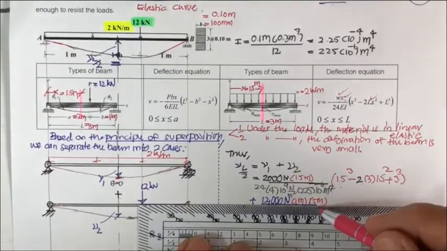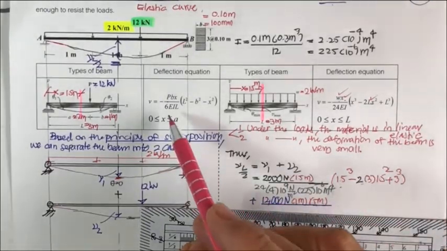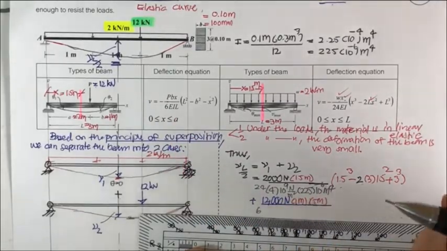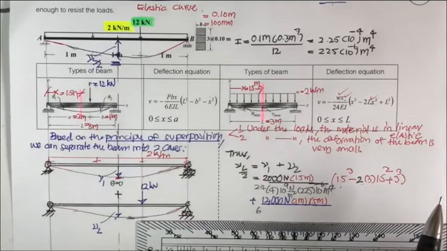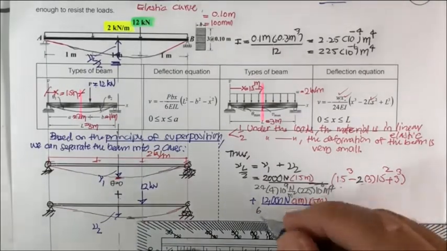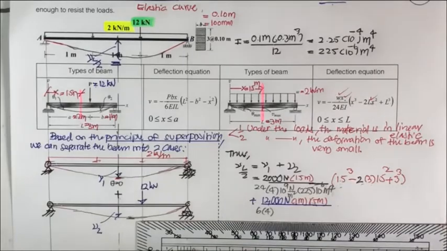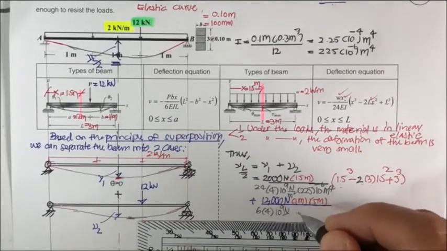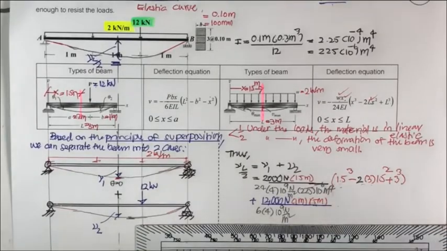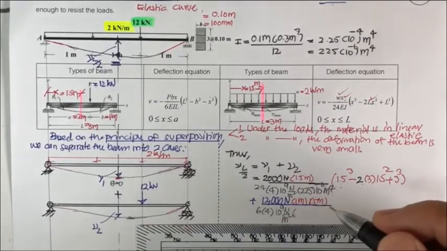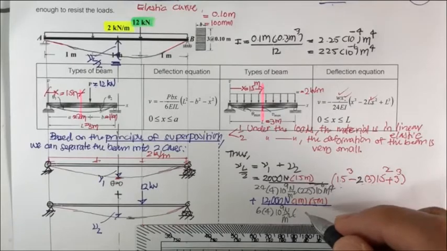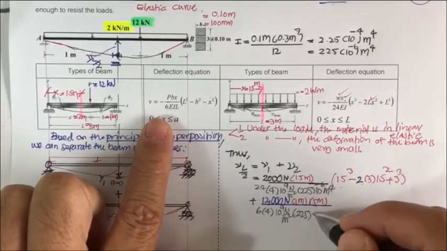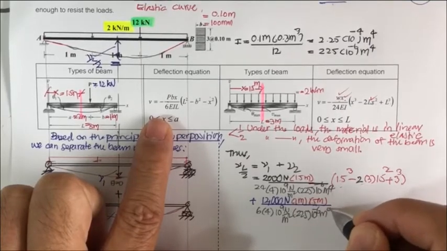And the divider is going to be 6EIL. It's going to be 6 times E times I times L. E is going to be 4 times 10 to the power 9 Newton per meter square. And then you also have this one for I, 2.5 times 10 to the minus 6 meter to the power 4.